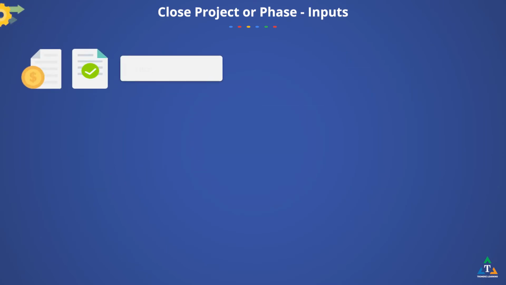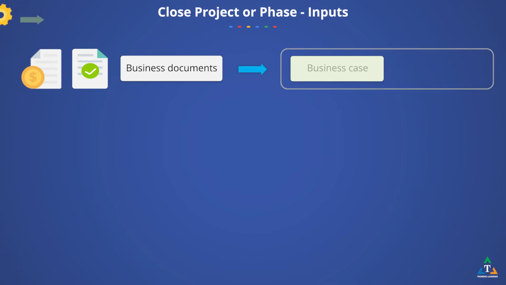Business documents that can be used as inputs include the business case documents, which describe the business needs, and the cost-benefit analysis that justify the project. The benefits management plan outlines the target benefits of the project.